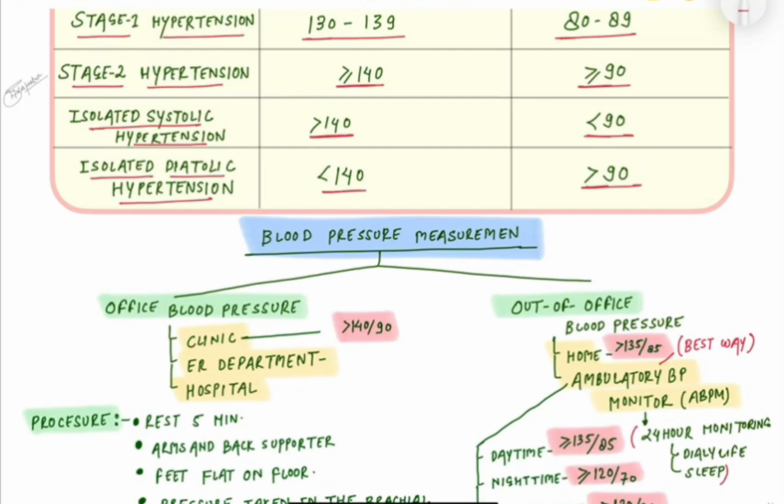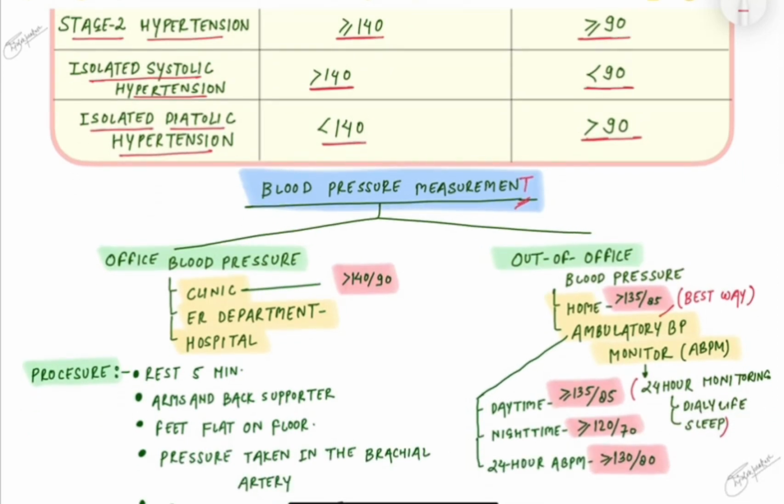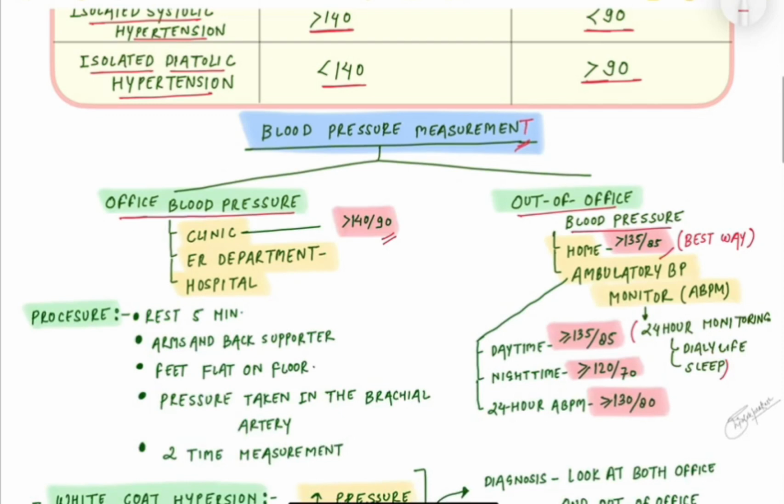Methods of blood pressure measurement: office blood pressure and out of office blood pressure. In office blood pressure, a reading of more than 140 by 90 is hypertension, and for out of office measurement at home, more than 135 by 85 is hypertension.